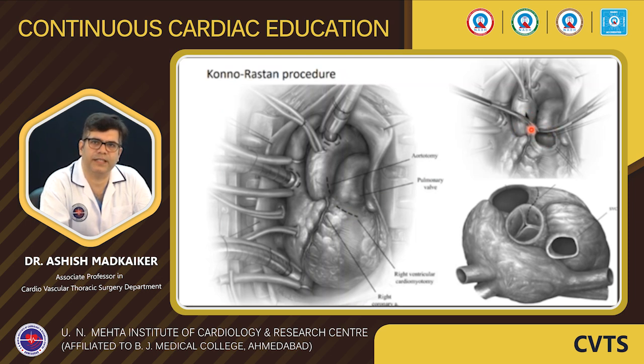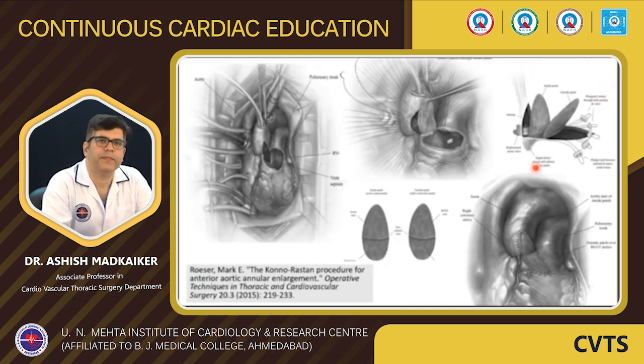and then we need to join these two things to create a VSD under vision. This cut is normally in between the LCC RCC commissure, and to the left of the RCC button or the ostium, and then extending into the RVOT. So once we have made this opening, it will look something like this.